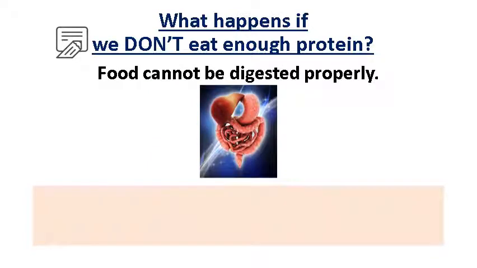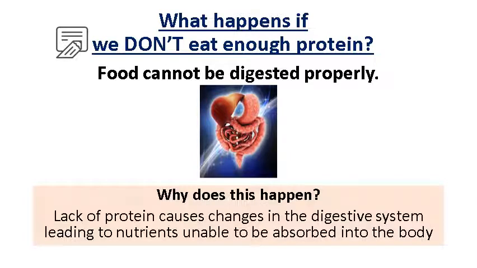And the last main one being that food can't be digested properly. So as we saw with one of the functions of protein, why do we need protein? To help digestion, to help absorb those nutrients. If we're not getting enough protein, quite simply, it's the opposite. So the food cannot be digested properly. So why does it happen? Lack of protein changes the digestive system. With all those amino acids that we're not getting, it's not allowing us to digest food properly.